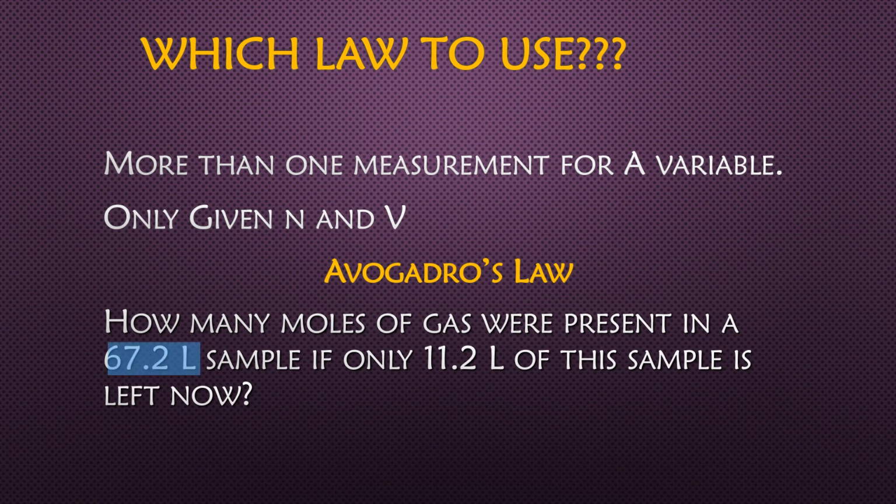left now? So we had a 67.2 liter, and then we had an 11.2 liter, which was the second volume. So volume 1, volume 2, and we're supposed to find the number of moles that we had in the beginning of the experiment, not at the end. So make sure that you are paying attention to the questions. Make sure that you can differentiate between which number is the old number and which number is the new number. The old numbers are ones, the new numbers are the twos.